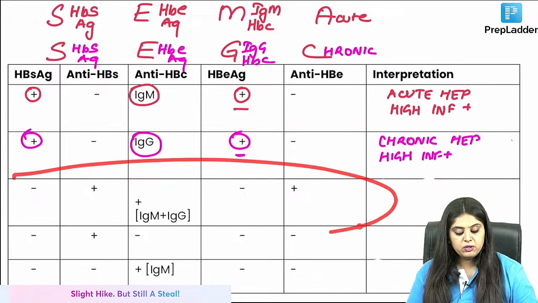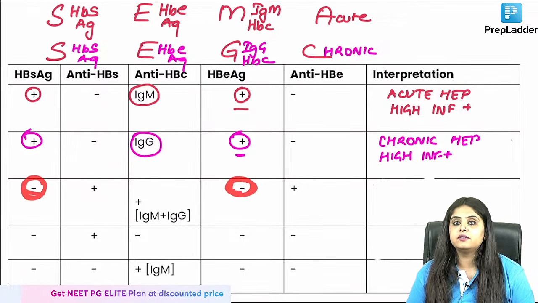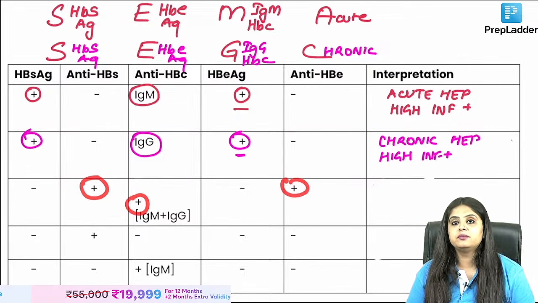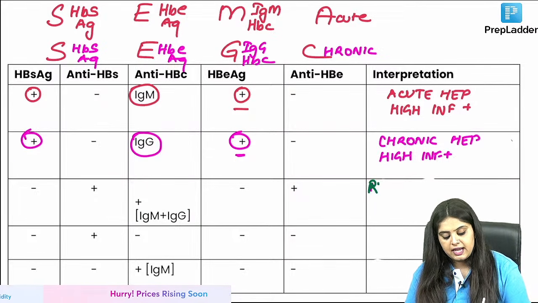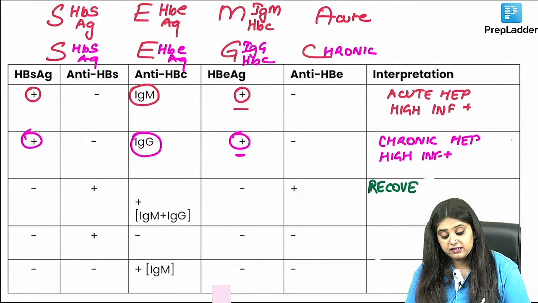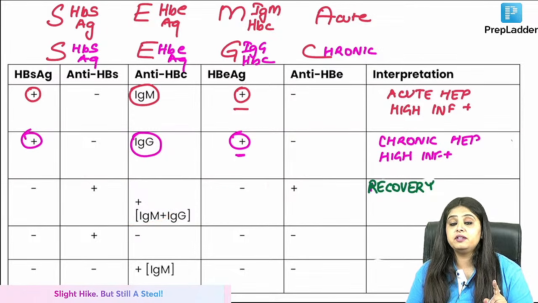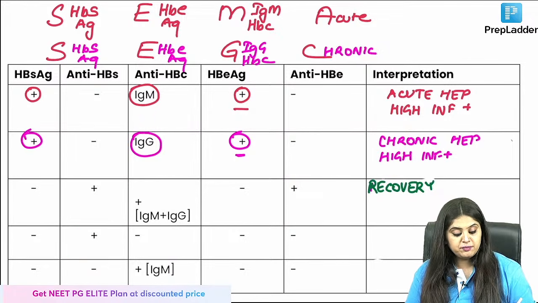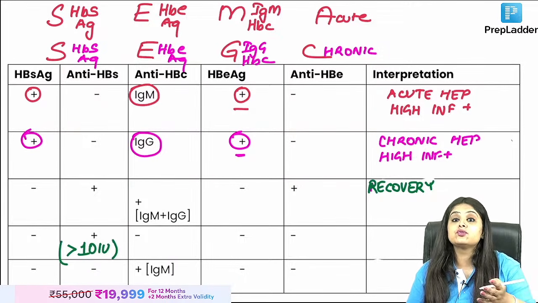Okay. Now let me look at the third situation. Antigen negative, antigen negative. All antigens have gone. All antibodies are present. Patient is in a state of recovery. Obviously, when the antigens go away, the antibodies will come. No, this is not vaccine. All antibodies being present means the patient is in a state of recovery. When only anti-HBs antibody is present, especially if the titer is equal to or more than 10 international units, that you should know for yourself also.